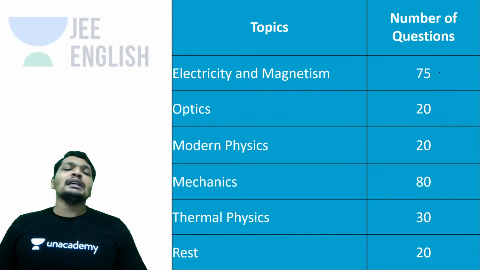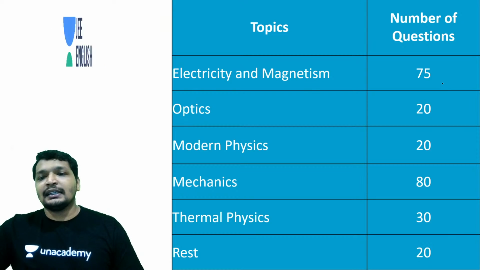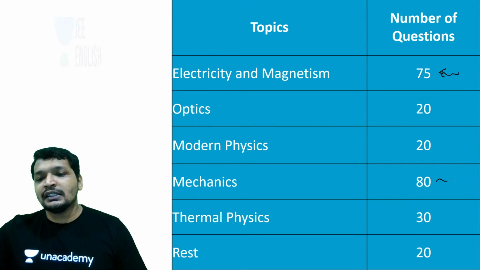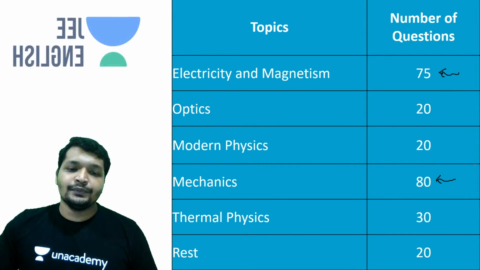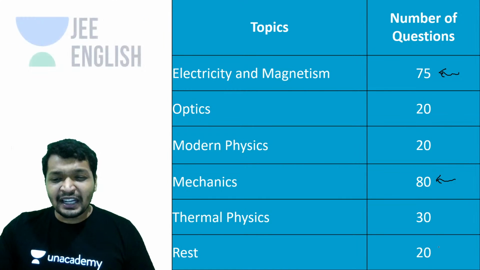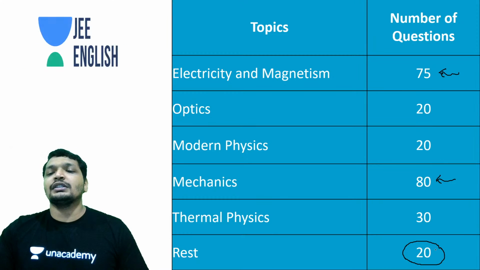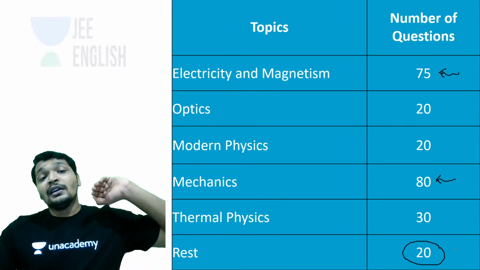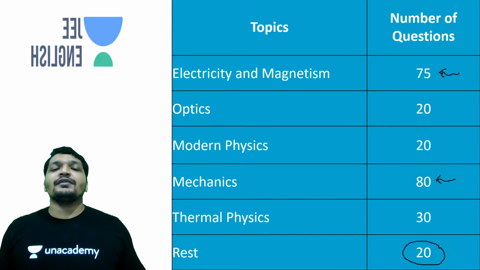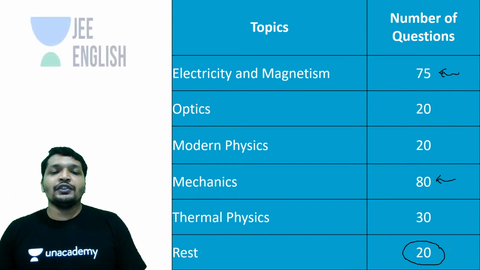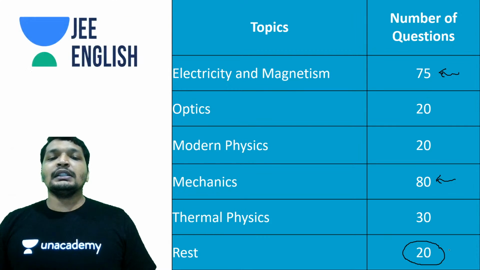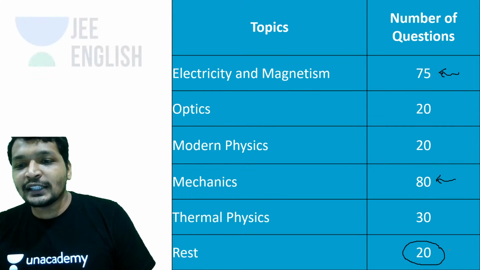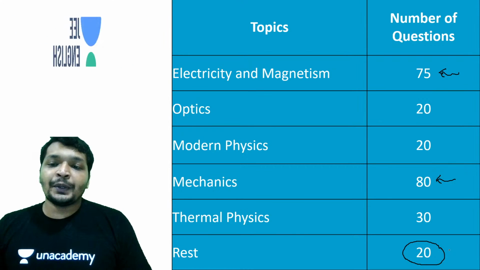If you noticed, this is a standard trend. Electricity and magnetism, 75 questions. Mechanics, which is a first year topic, 80 questions. Some very easy topics, which could be the low-hanging fruit, 20 questions. It's not just one paper, it's the combination of all papers. I wanted to bring the combination because it gives you a better understanding of the weightage of each topic, an average and sort of a true value, from which you can understand which topic you need to focus on.